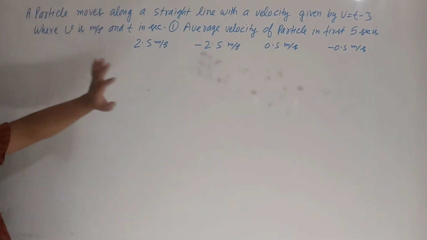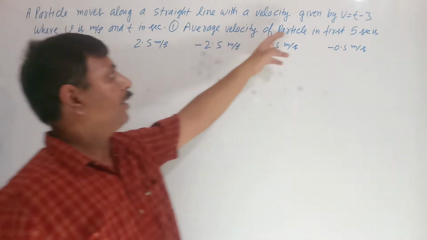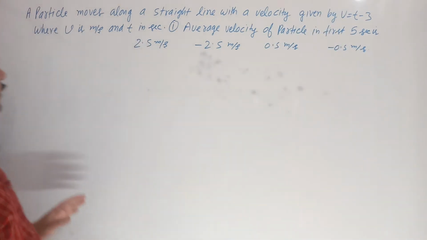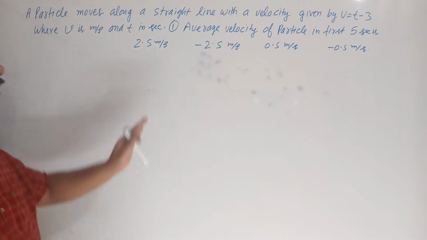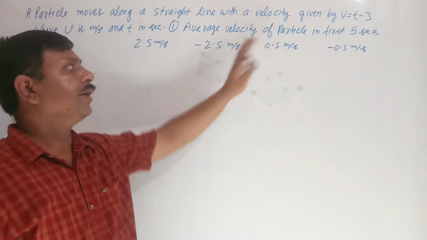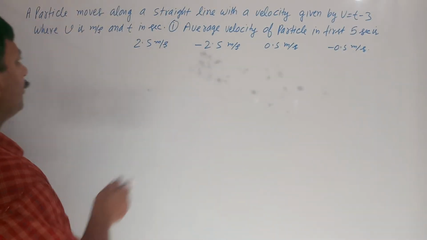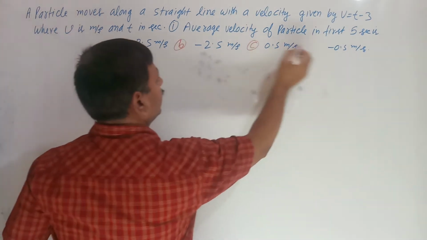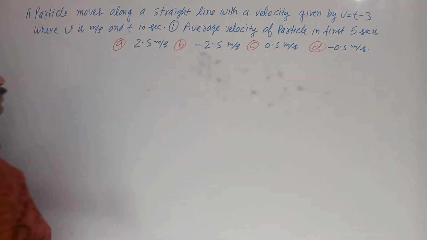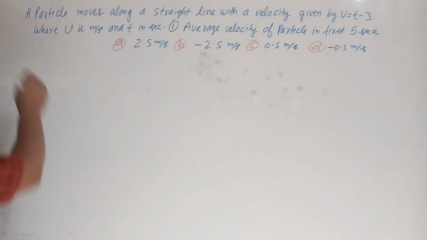A particle moves along a straight line with a velocity given by v = t - 3, where v is in meters per second and t is in seconds. Find the average velocity of the particle in the first 5 seconds. Options given are A, B, C, D: plus 2.5, minus 2.5, plus 0.5 and minus 0.5.